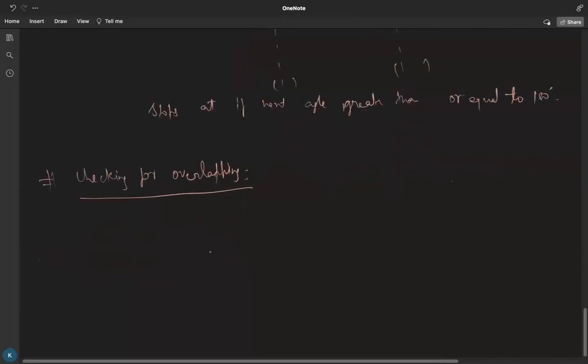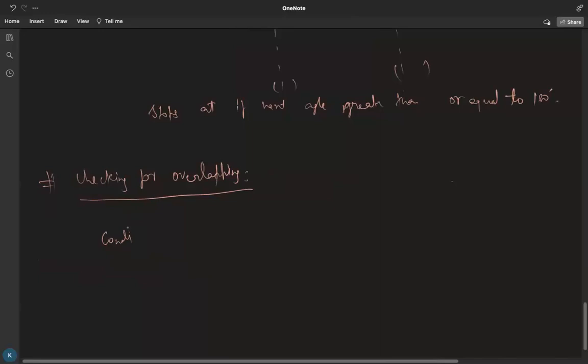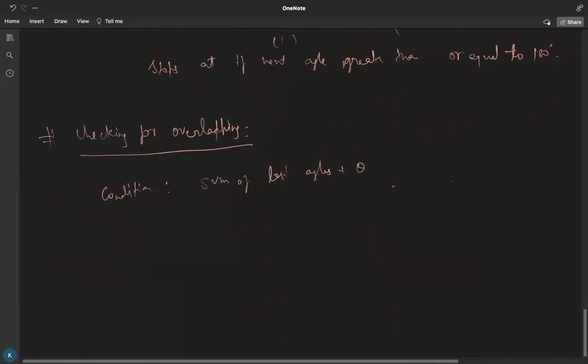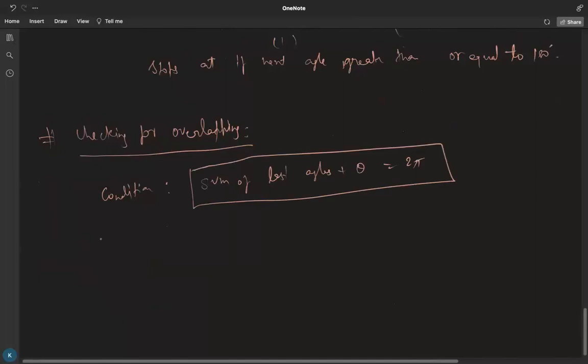So how can you do so? You have to write the condition for that. The condition is: the sum of the last angles plus theta, where theta is the angle between the two mirrors, is equal to 2 pi. Then there is overlapping, otherwise no overlapping.